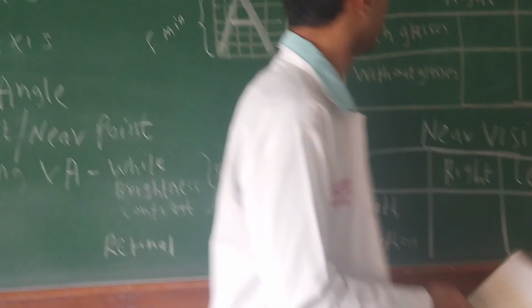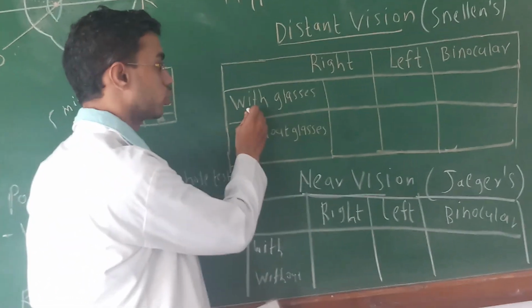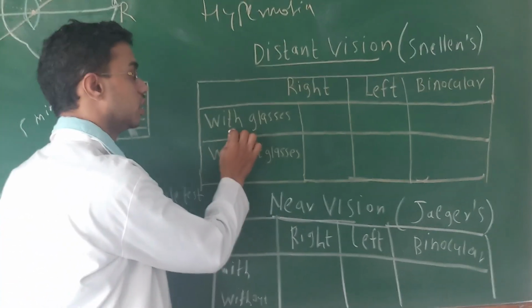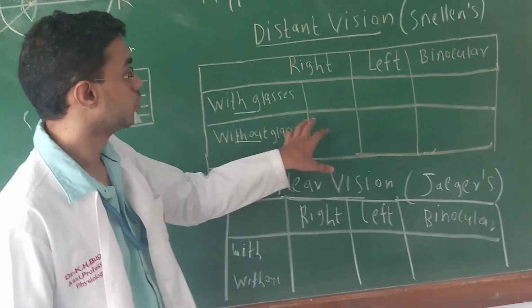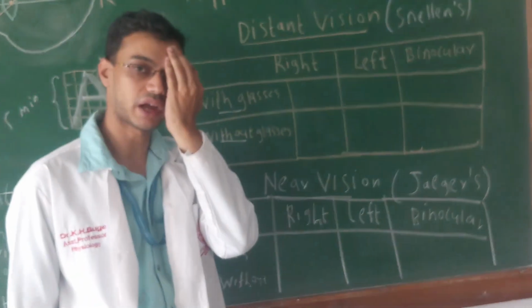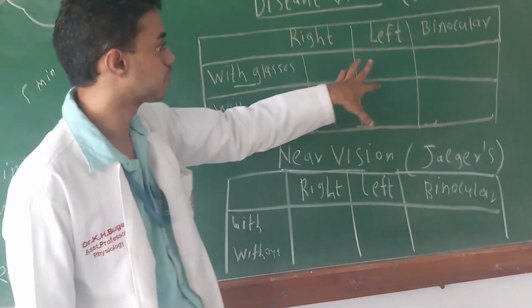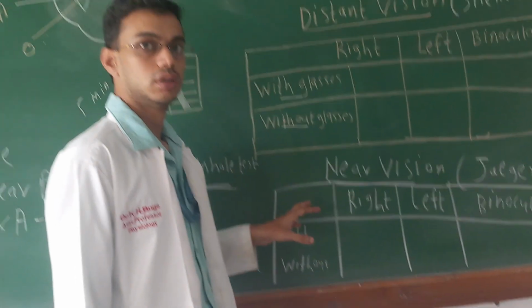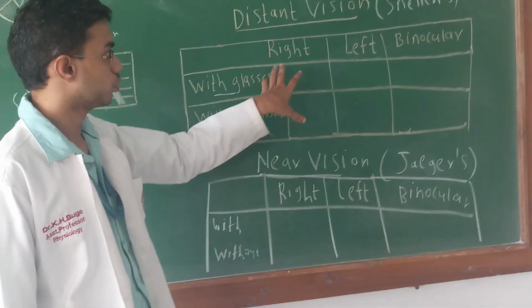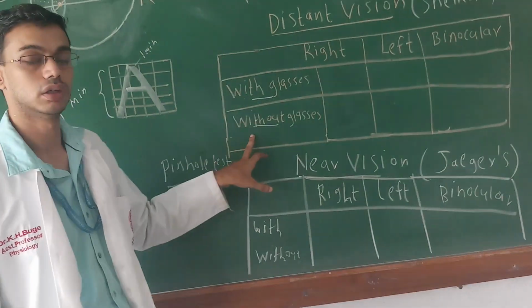Now the procedure for distant vision: first of all, if the person is wearing spectacles, we have to record first without glasses and then with spectacles. Recording is done by asking the person to cover the left eye and record with the right eye. Then ask the person to cover the right eye and record with the left eye. And finally with both. So for distant vision: right eye, left eye, binocular, with spectacle and without spectacle.